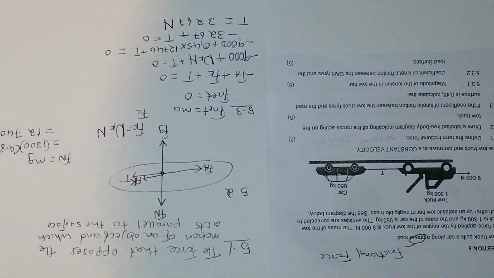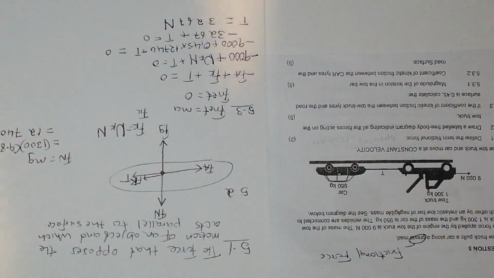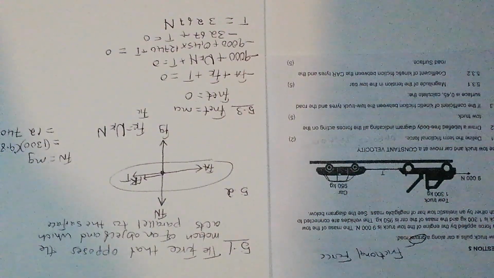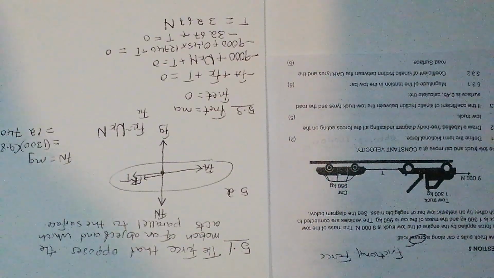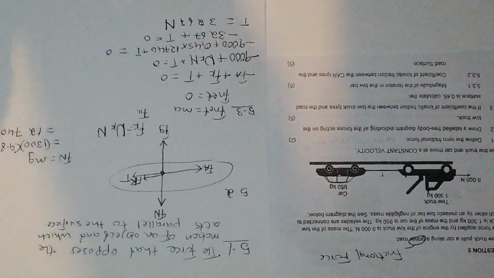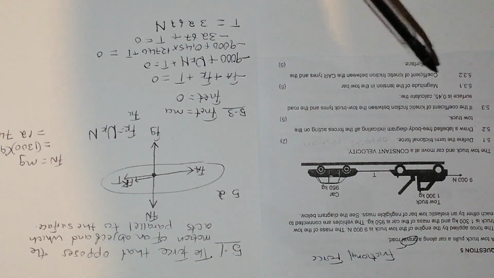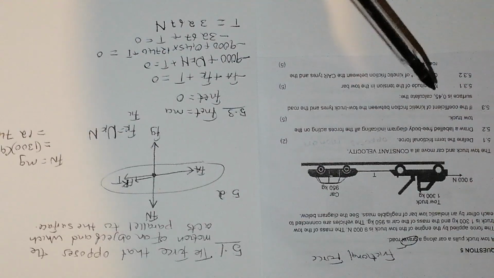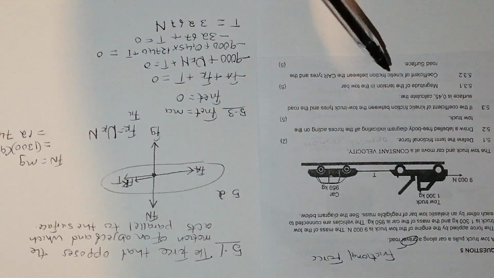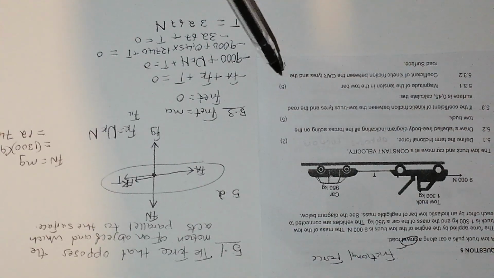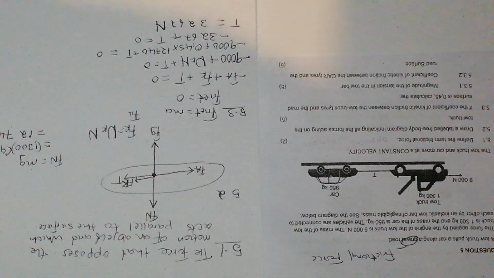I don't know if you guys understand this. So this is how you are required to calculate the magnitude of the tension in the tow bar. I don't know if you understand it. This is very, very important, guys. Okay, then 5.3.2: you must calculate the coefficient of kinetic friction between the car tires and the road surface. You must calculate the coefficient.